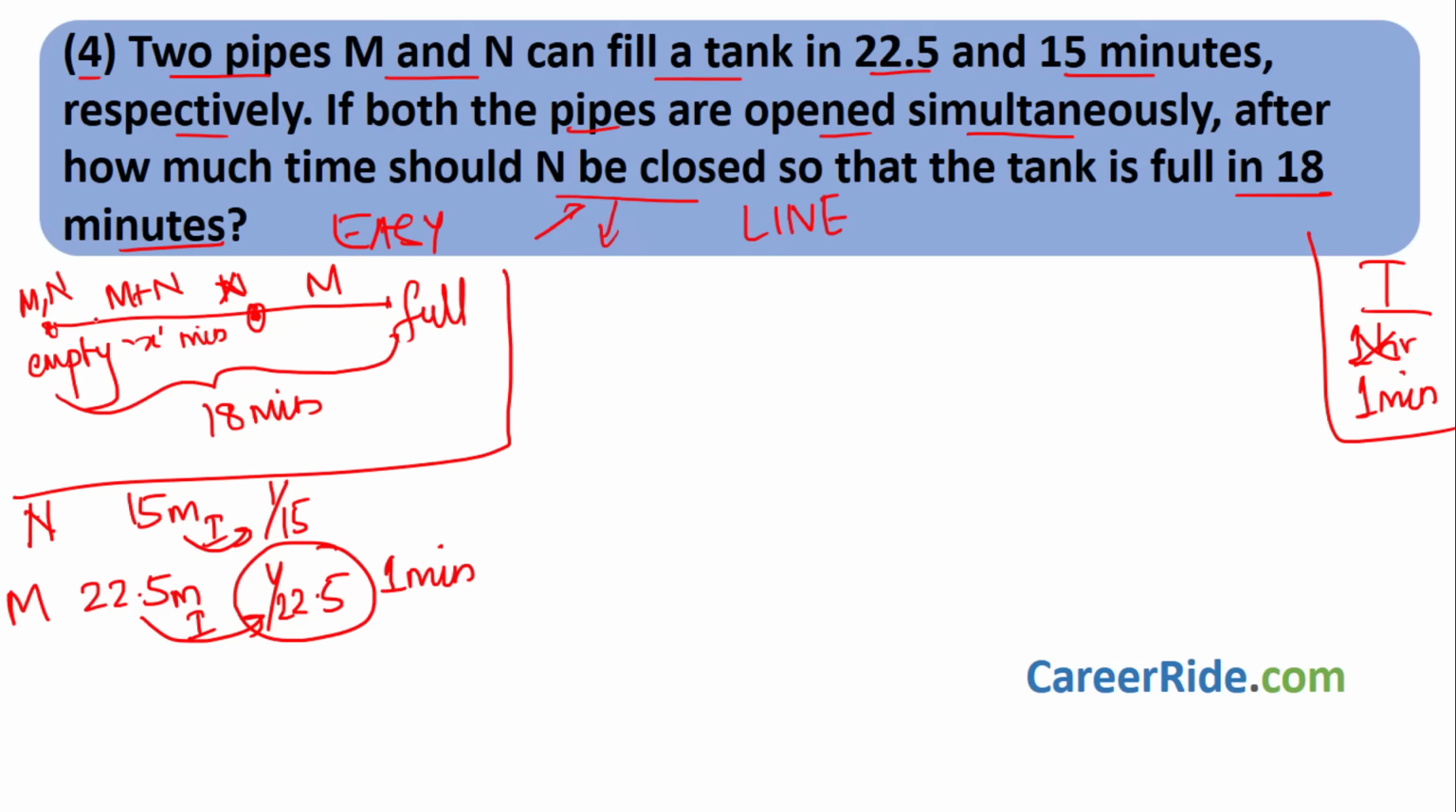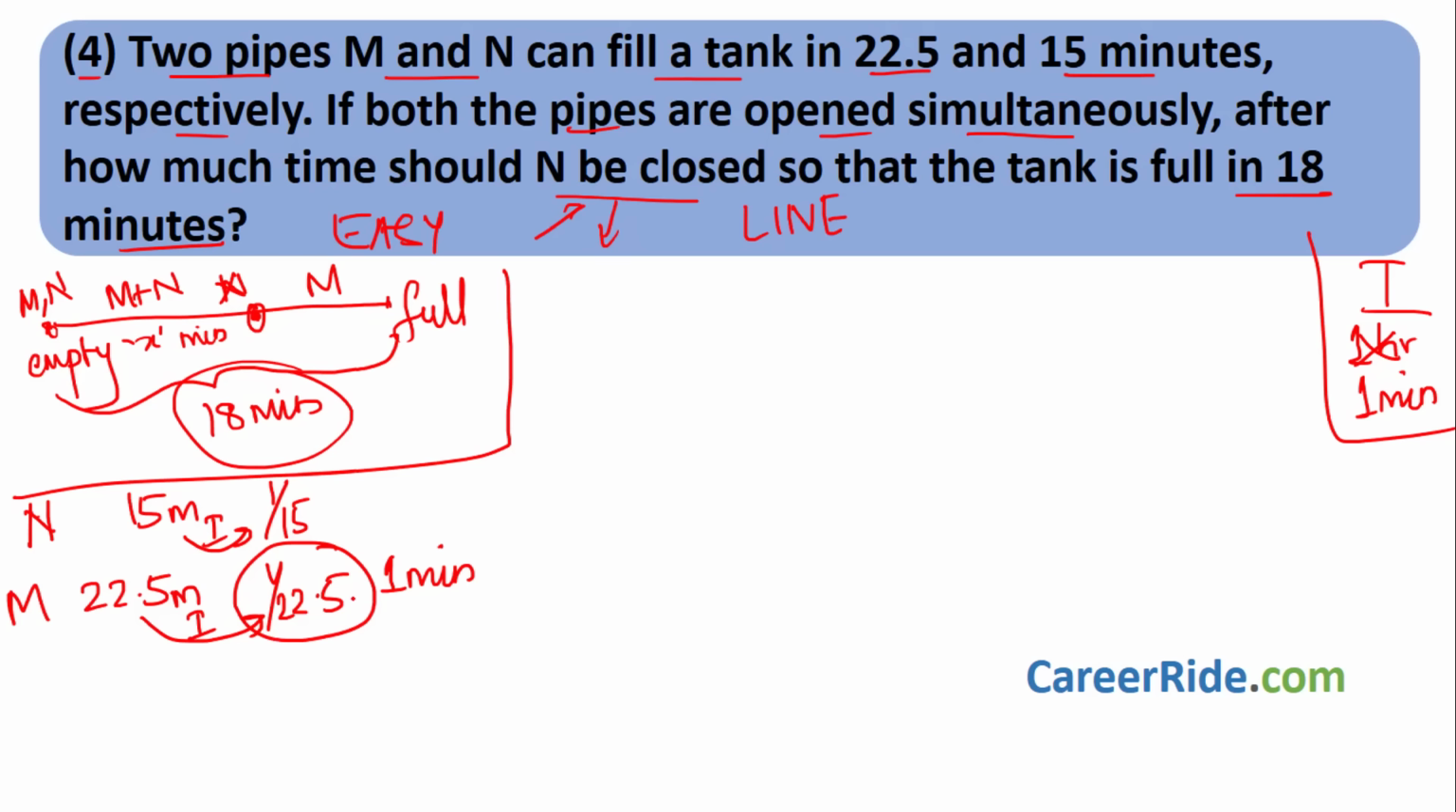Now over here in this line diagram, we see that M and N are on, then N gets closed, only M is on. That means M is on for the entire time. So M is on from empty to full, pipe M is on continuously from start to end. That means M is on for 18 minutes.